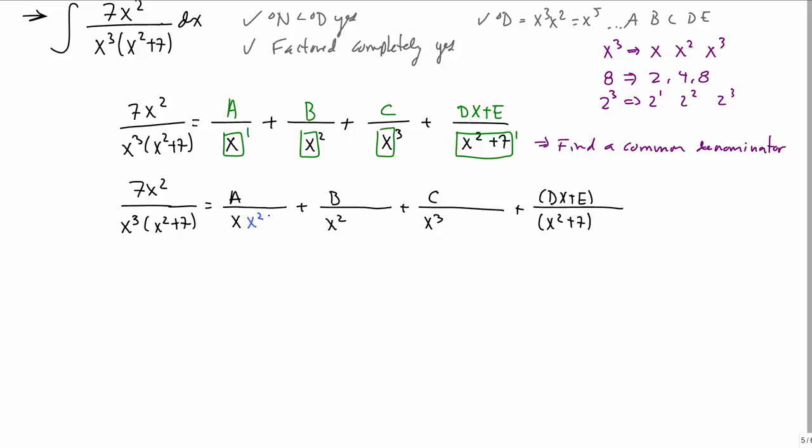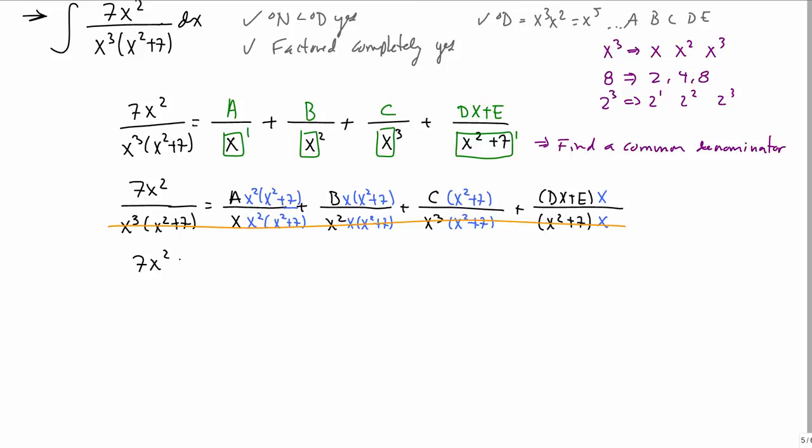Okay, this is missing x squared times x squared plus 7. And again, I'm looking at what I need to get that common denominator of x cubed times x squared plus 7. This would be x times x squared plus 7. This already has the x cubed, so I just need the x squared plus 7. And this one is just missing the x. Now I have that common denominator, and now I just drop it.